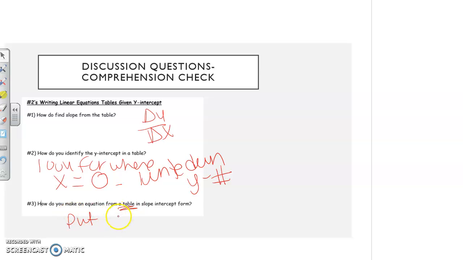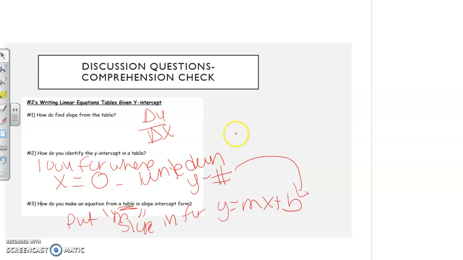I put my m, which is my slope, in for the y equals mx plus b. And students, of course, have complete sentences for this, but for this purpose, I'm just jotting down the important information. They'll take their y-intercept value and plug it in for b, as you saw in that example.